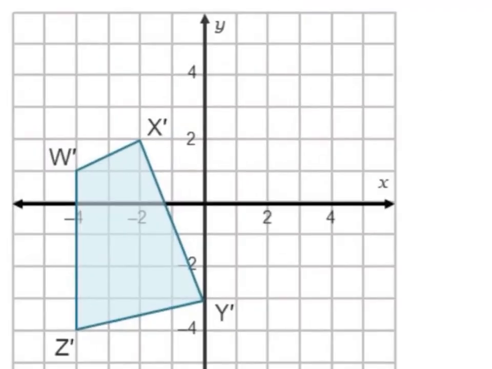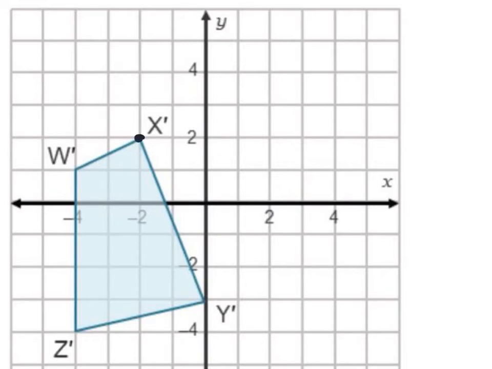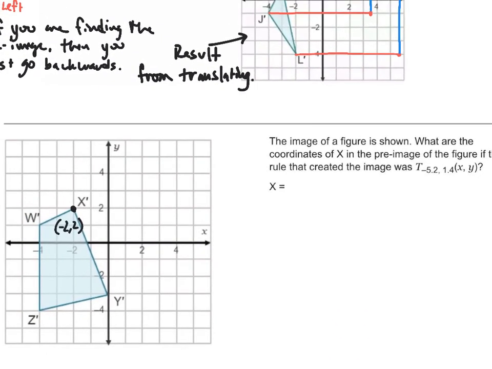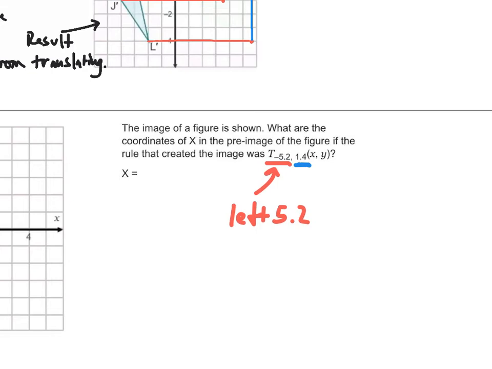X prime, let's think about this point here. This means that this is the point negative 2, 2. Now to get this figure, we had to go left 5.2. So this means we went left 5.2, and this means that we went up 1.4. Now remember, because we're finding the pre-image, we need to go backwards.